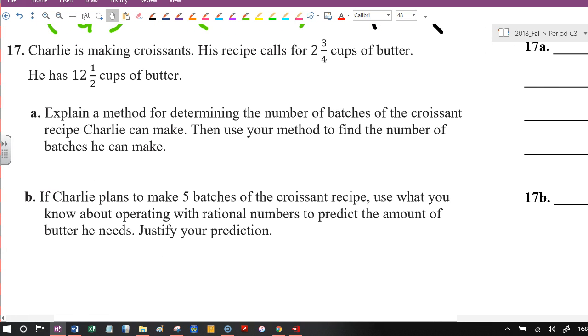Charlie is making croissants. Who's going to help Charlie make croissants? I think Fizzy Izzy's going to do it. Coming from Disneyland.